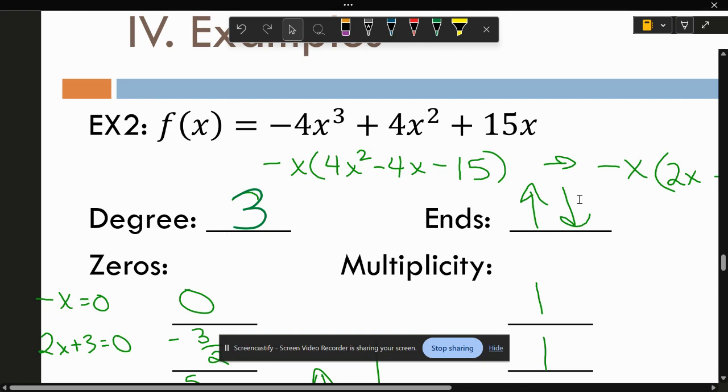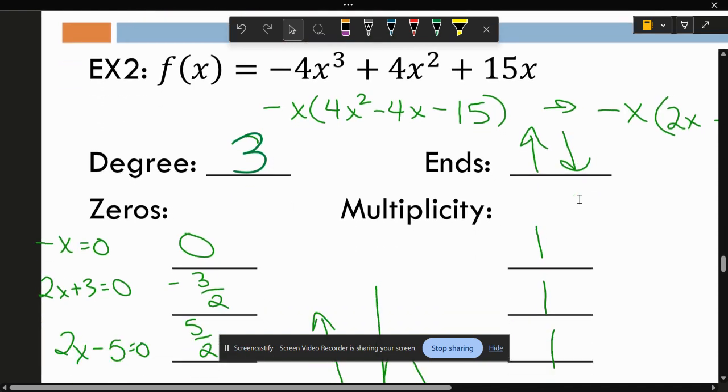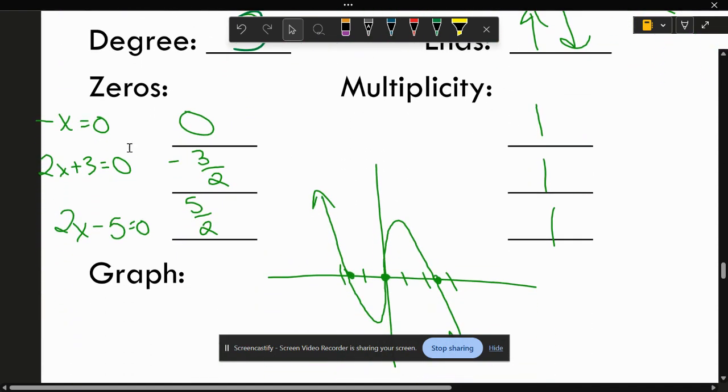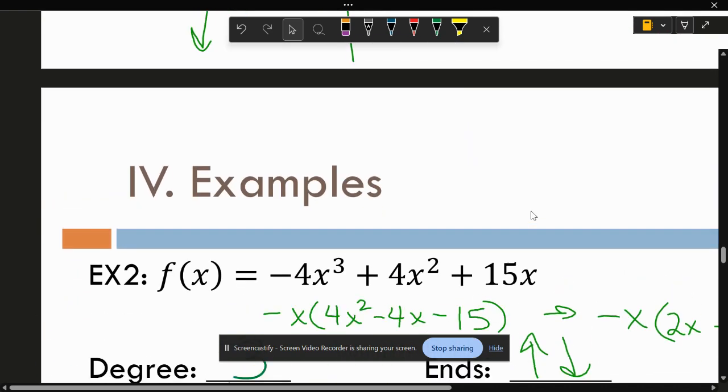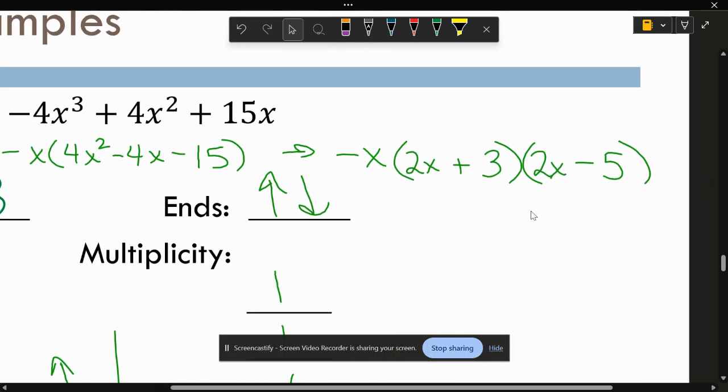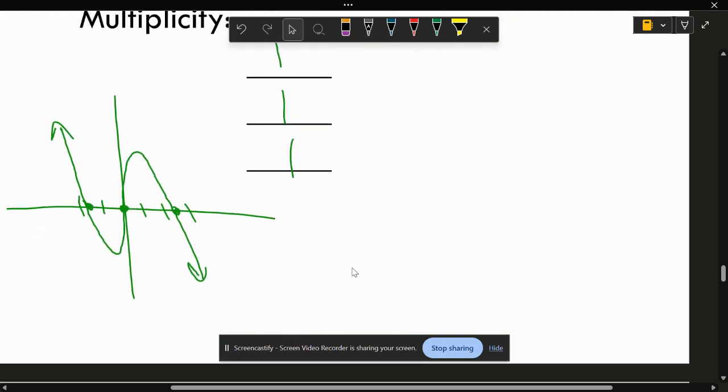And then because I factored, I want to look at what my zeros are going to end up at. So negative x was 0. 2x plus 3 becomes negative 3 over 2. 2x minus 5 becomes 5 halves. And then I want to plot those after I look at my multiplicity. My multiplicity on each one of them is 1. That comes from this being 1, 1, and 1, which means they're each going to cross.